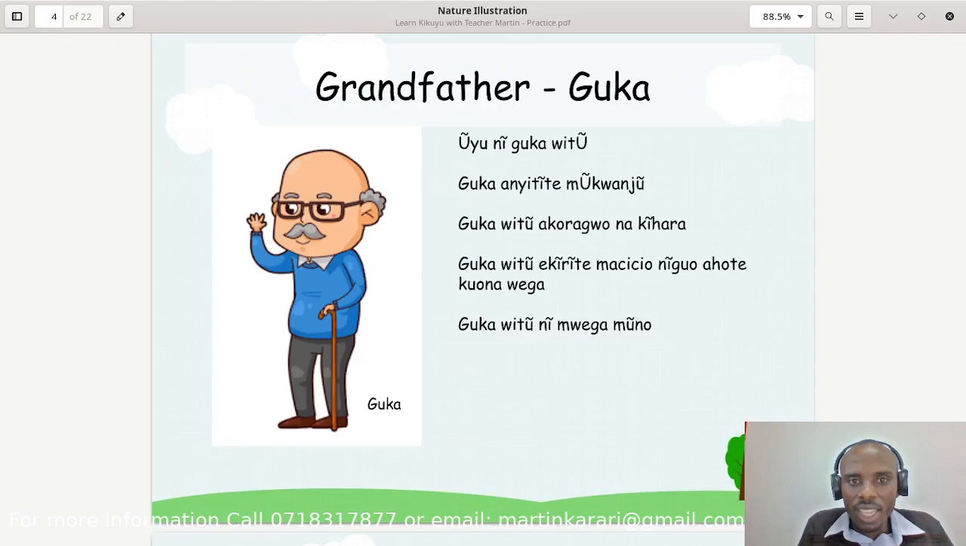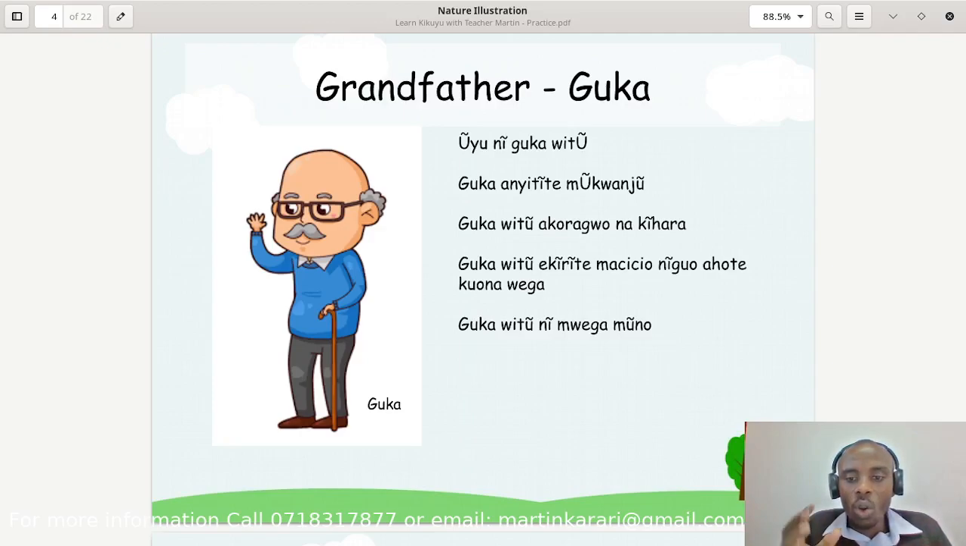Grandfather. Grandfather in Kikuyu is Guka. This is G and this is U, so this will be Wu. And this is K and A, the same way you say in Kiswahili, this will be Ka. So Guka is grandfather. Oyo, this. Ne is Guka, grandfather. Wito, ours. So in English we are saying this is our grandfather.